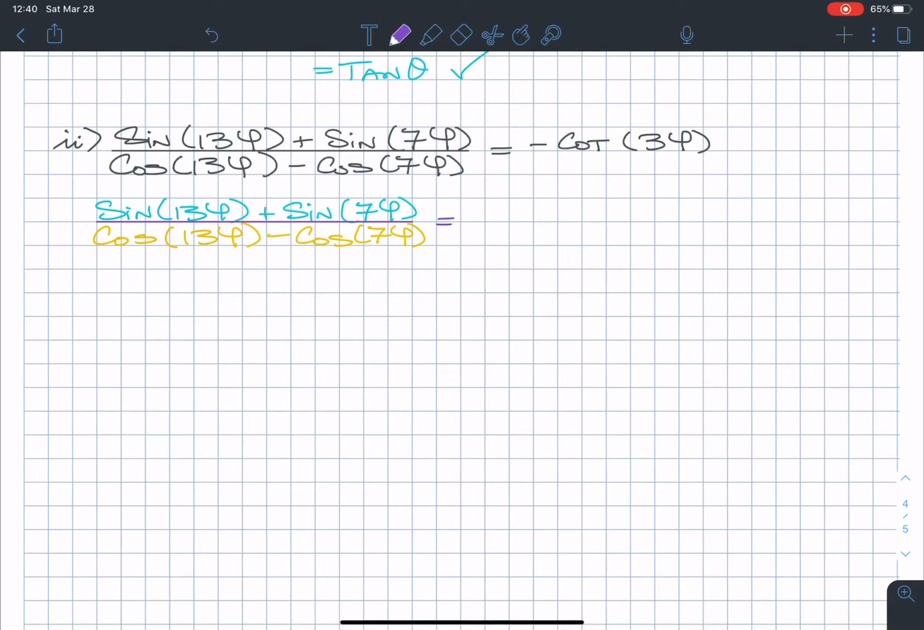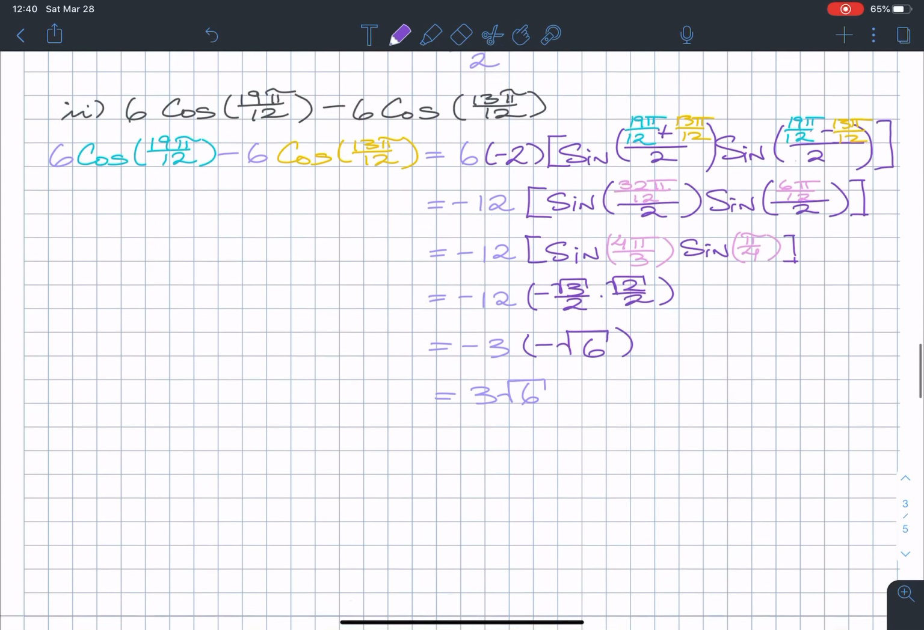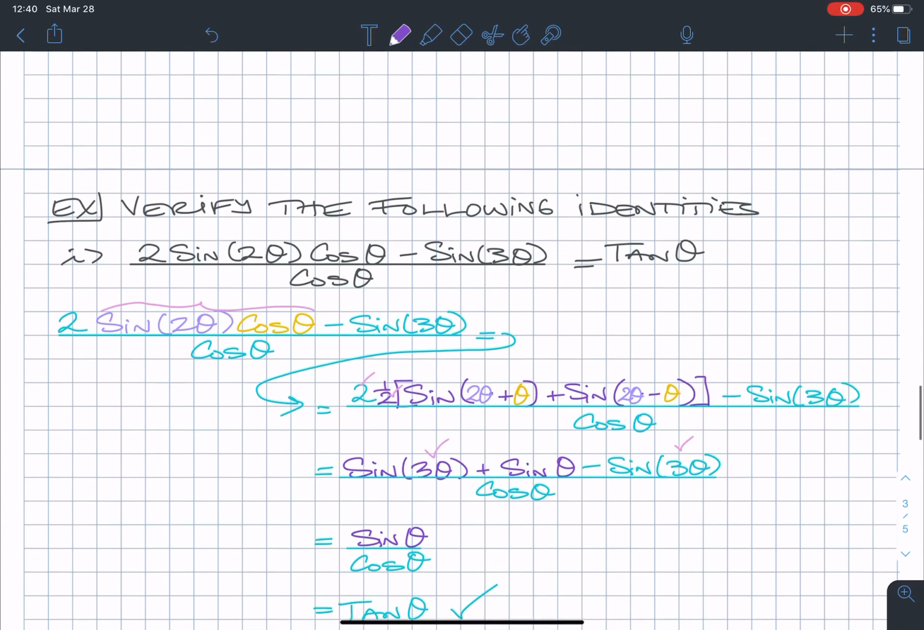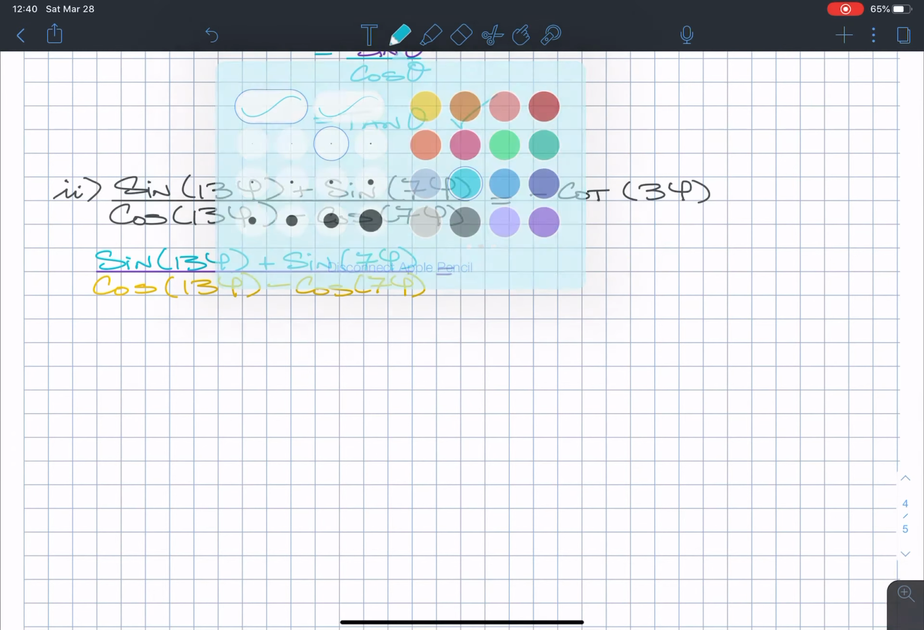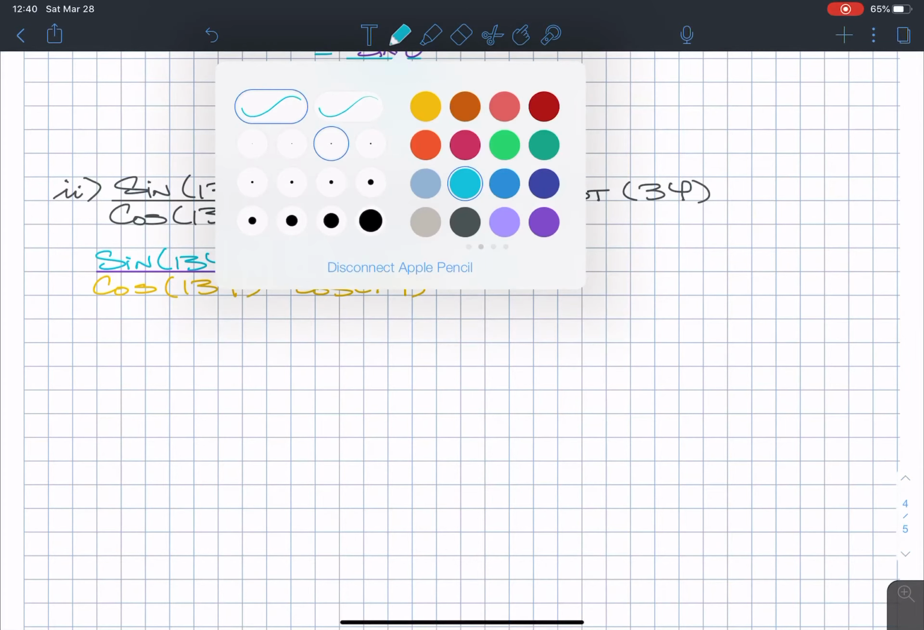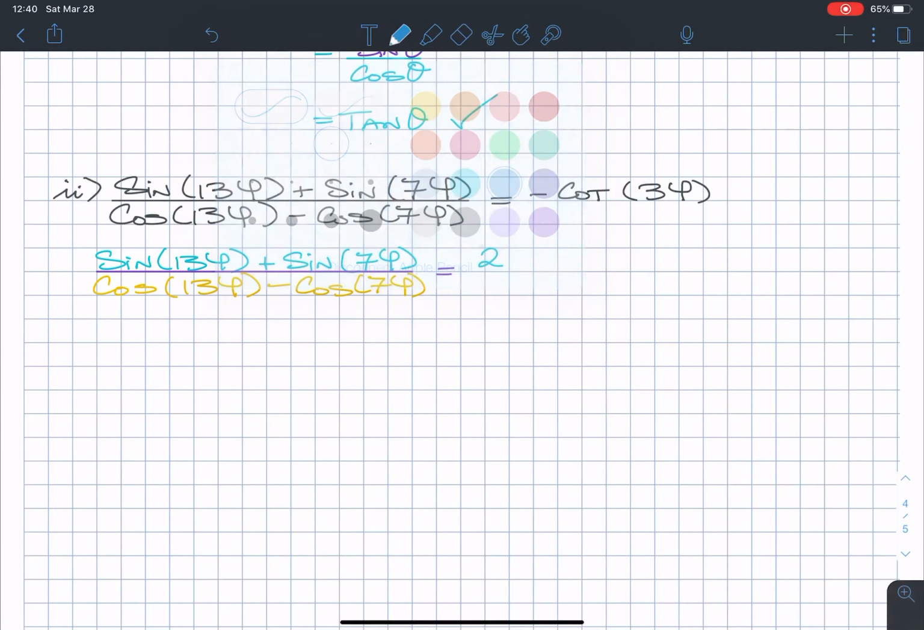So the numerator, the sum of two sines, let's go back to our sum to product. That's the third entry here. So that's going to be 2 sine of the sum, cosine of the difference. So I can write the numerator now as 2 times sine of the sum over 2, times cosine of the difference over 2.